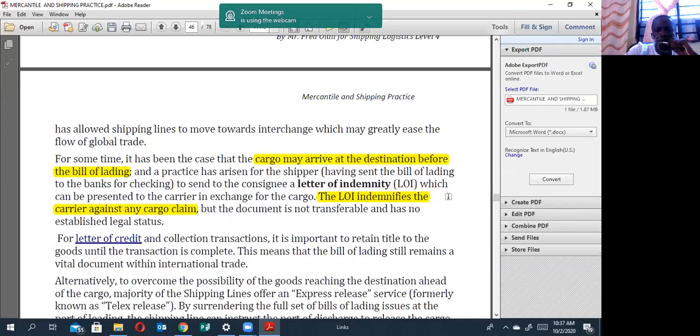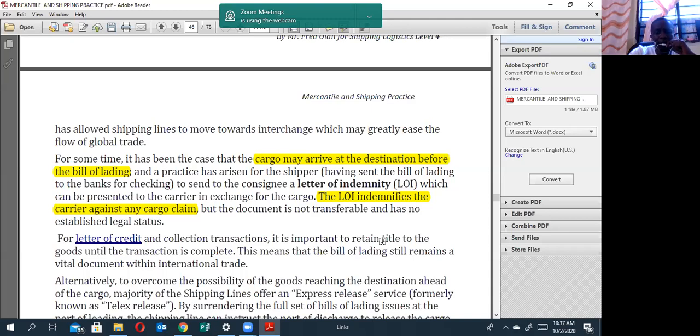So as we were saying, in a case whereby the document arrives late, and you want to collect your consignment, the only thing available here is that the shipper must send you a letter of indemnity. And why do we need this?